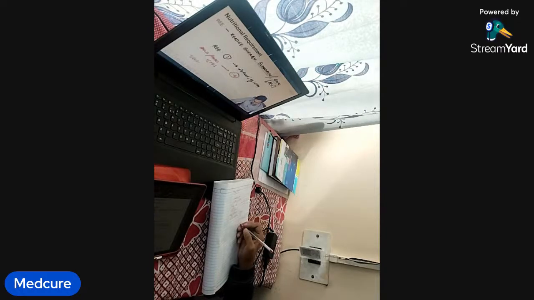If the patient has severe sepsis, this is going to become 1.8 times. If the patient has severe burns, then it becomes 2 times. That means the calorie requirement in a patient with severe burns is 40 kilocalories per kg per day.